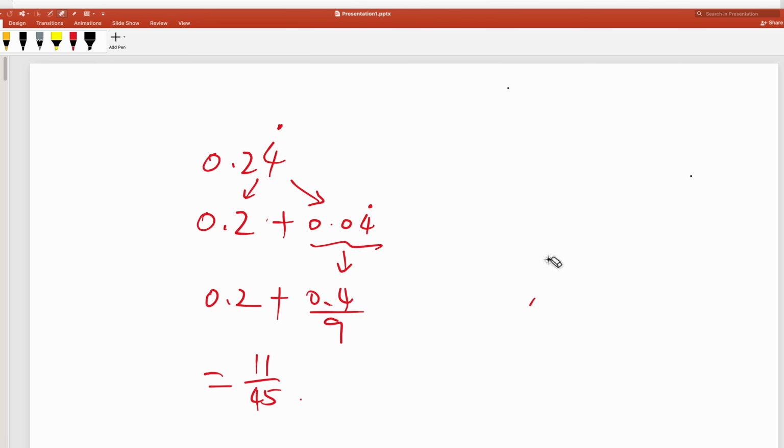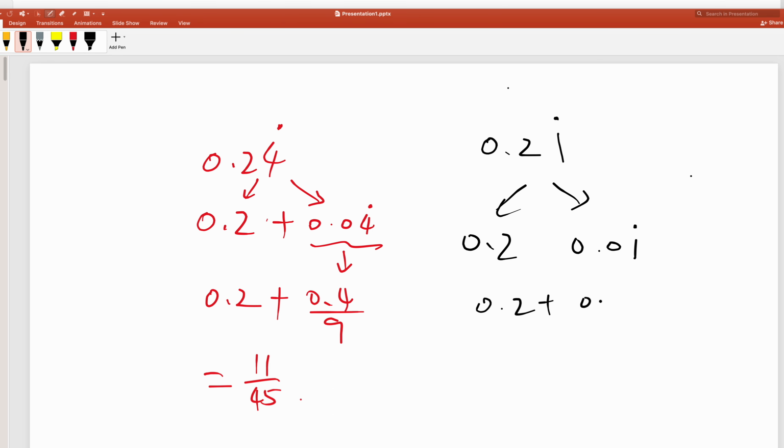Okay? So if you are given another question, let's say it's 0.21, where 1 is recurring. Same thing. Then you just get 0.0 1 over 9. What's the answer? 19 over 90. Yeah. So you can double check. Okay, good.